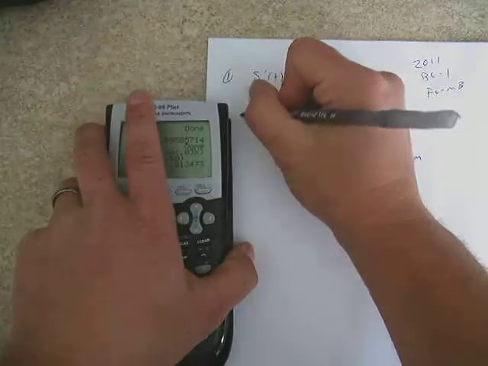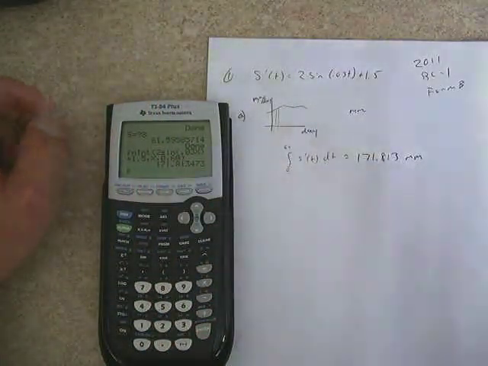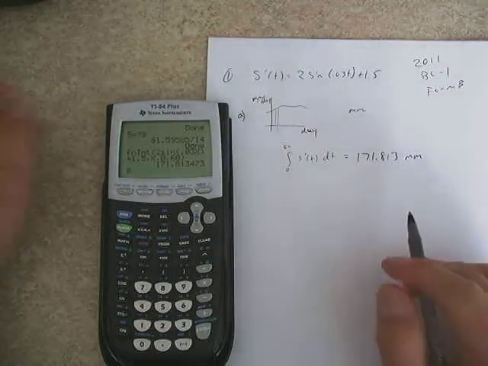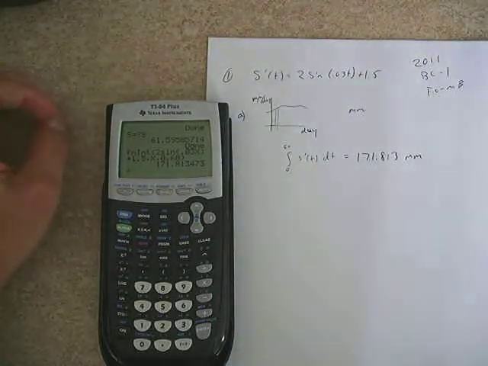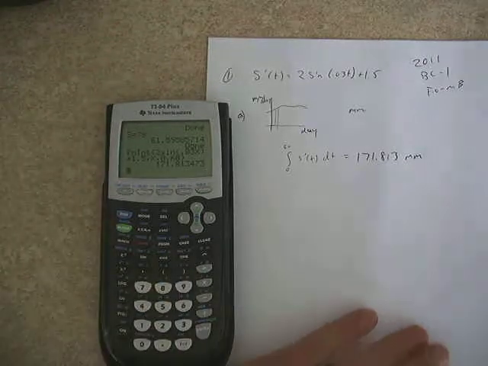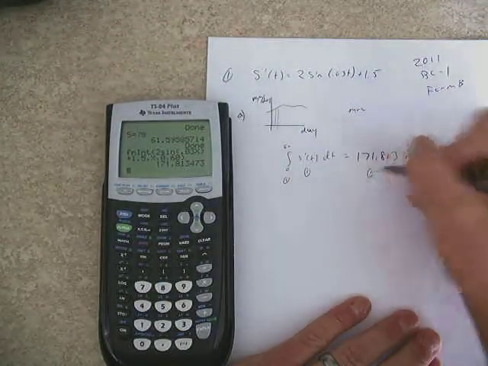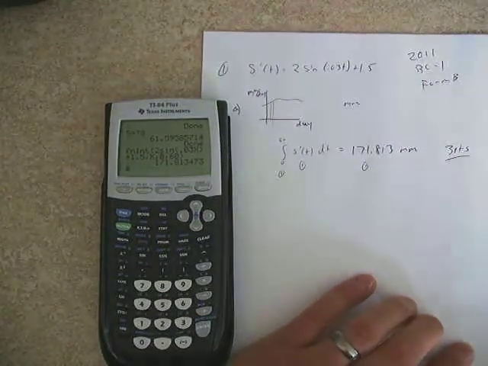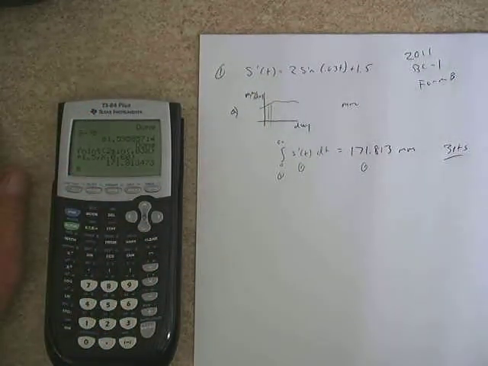So ultimately, that part A here is worth 3 points. The breakdown point-wise: if you had the correct limits, 0 to 60 on your integral, 1 point. If you had the correct integrand, which is the rate function, another point. And if you had the answer, 171.813, you got all 3 points. So 1 for the limits, 1 for the integrand, 1 for the final answer. So that one's 3 points altogether. Questions before we move on to part B?